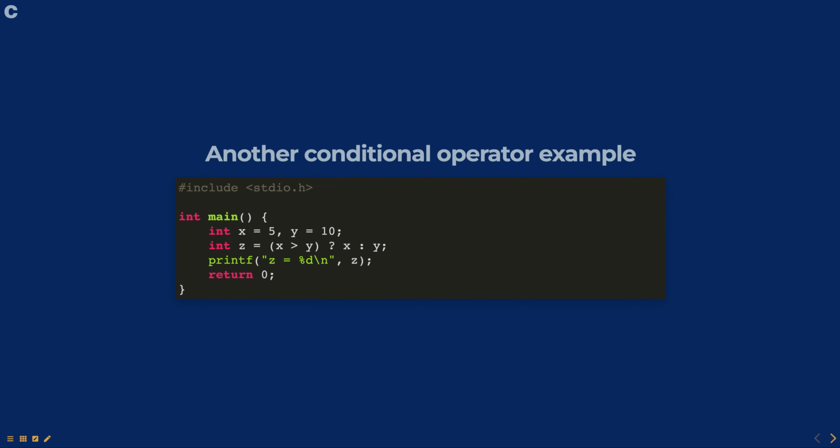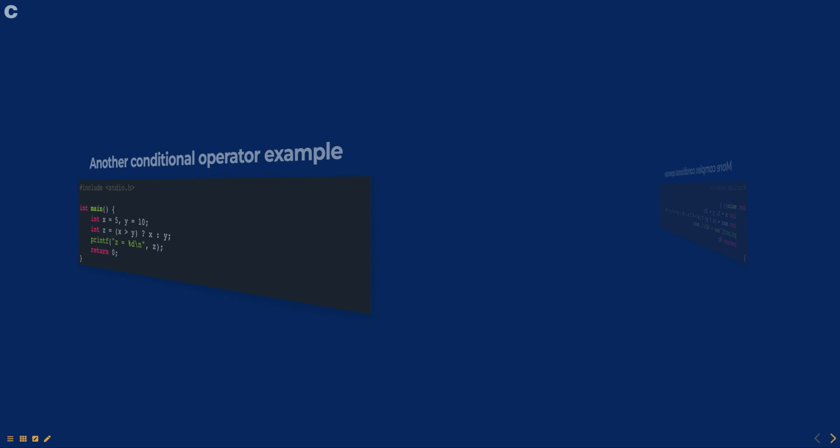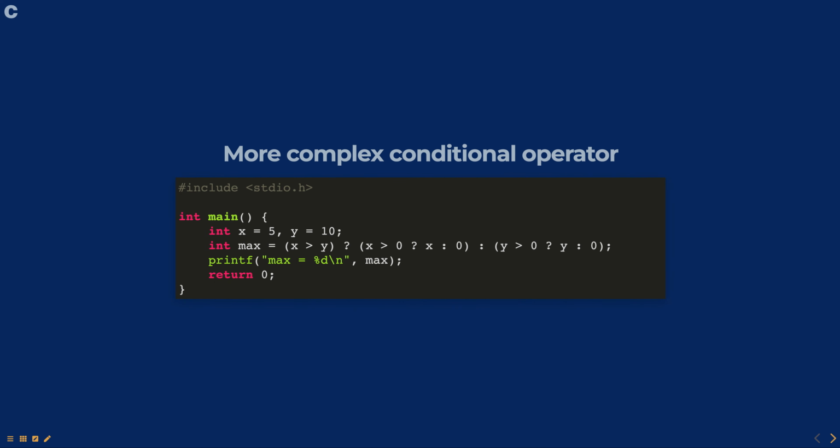The conditional operator can also be used in more complex expressions. For example, in this example, the ternary operator is used to check if x and y are greater than 0. If yes, it will return the greater value, otherwise it will return 0.